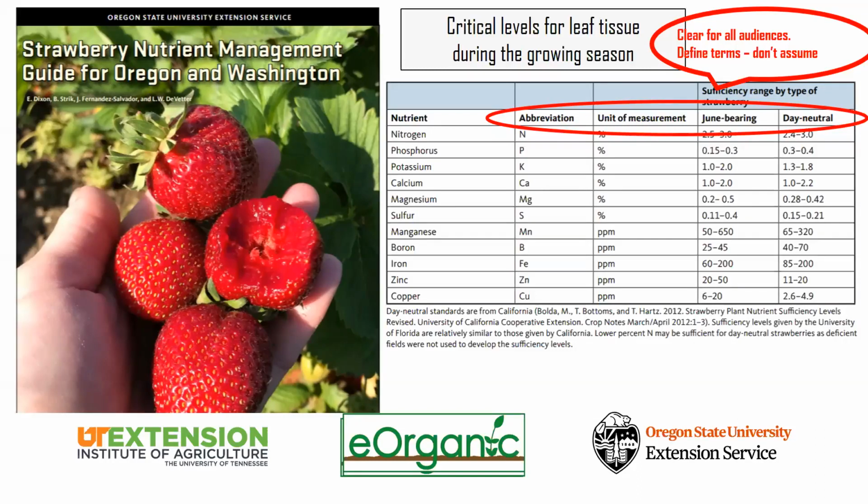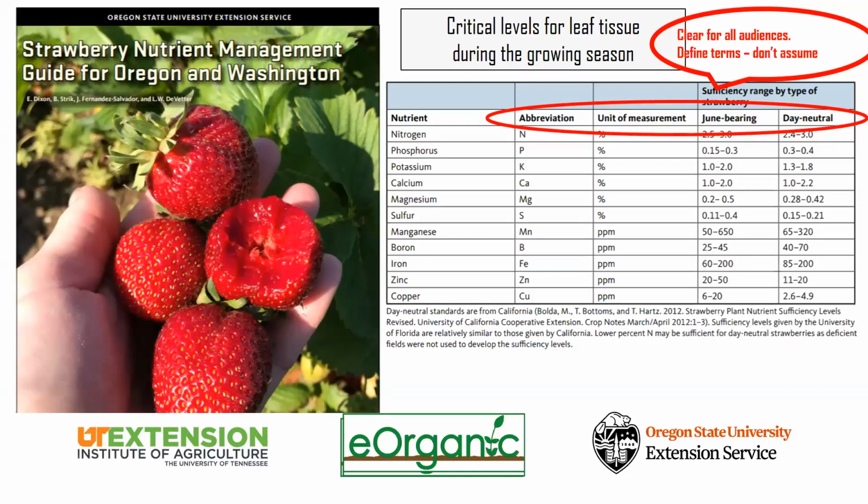As well as using simple things like abbreviations. In this table, for me, since I work with all of these different nutrients most of the time for fertility studies, it's completely apparent what the abbreviations are. But a grower might not know that, for example, potassium is abbreviated with a K. So you really want to have those basic tables to show that, as well as the units of measurement that Annette had mentioned before.